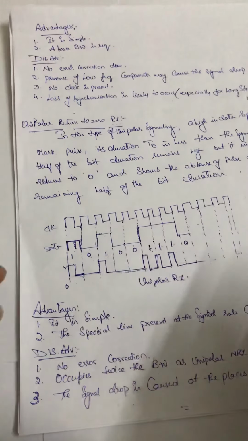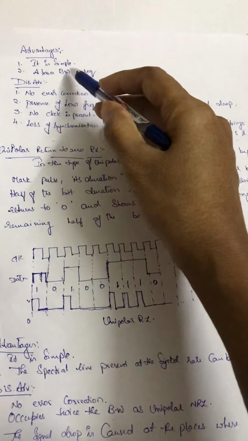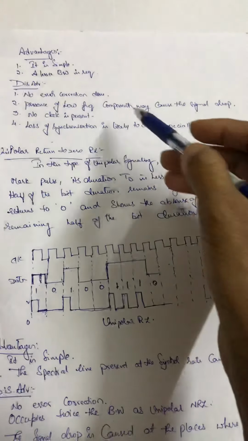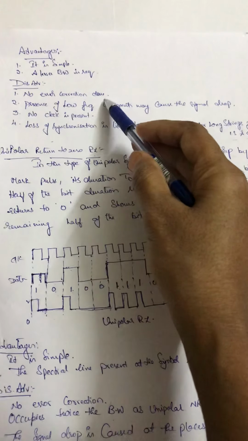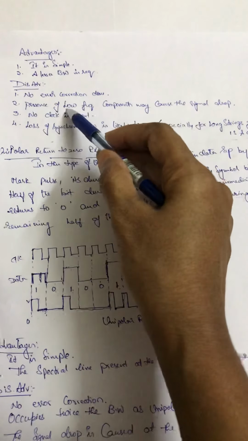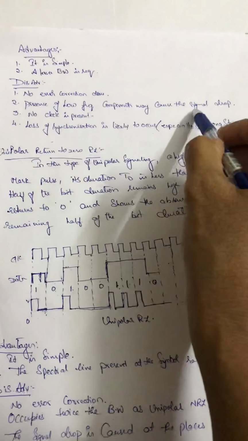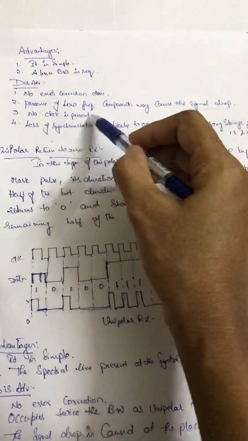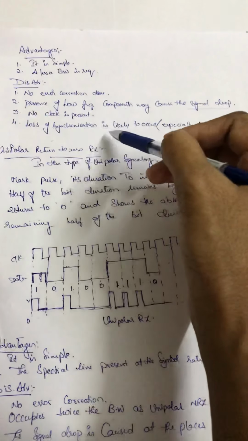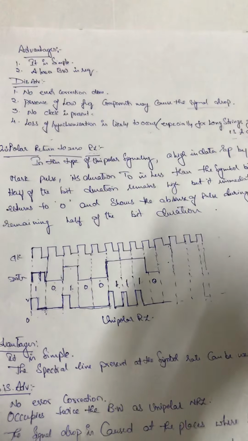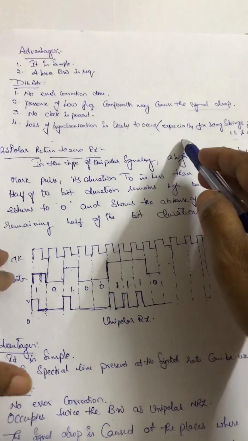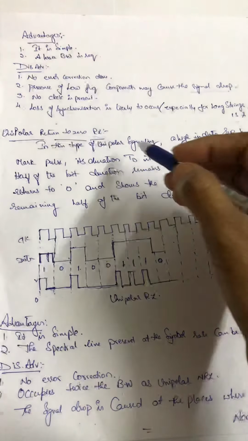What are the advantages? It is very simple and the bandwidth requirement is very low. What are the disadvantages? No error correction is done, particularly in the NRZ case. Due to the presence of low frequency components, signal drop occurs. No clock is present, so loss of synchronization is likely to occur, especially for long strings of ones and zeros. These are the disadvantages. Now we are moving to unipolar return to zero.